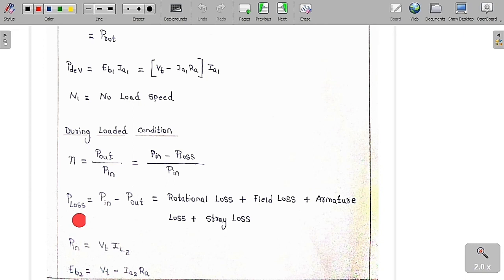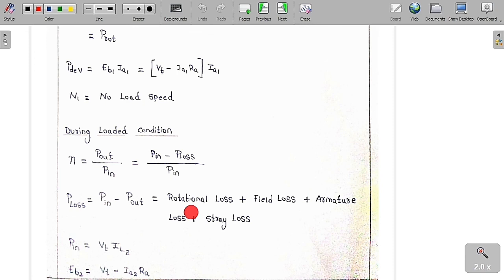What are the losses in the machine? During the loaded condition, output power is not equal to 0, but at no load, the output power is equal to 0. So power loss is equal to input power minus output power. The losses present in the DC machine are the rotational losses, field losses, plus armature losses, plus stray losses. These are the losses present in the shunt machine.